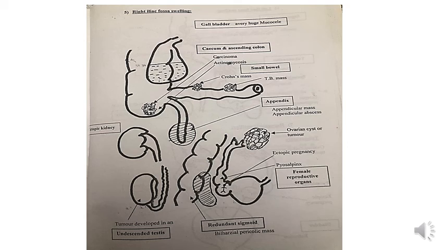In a female, whenever you have a mass in the right iliac fossa, you should keep in mind other gynecological causes like ovarian cyst or ovarian tumor, ectopic gestation, pyosalpinx, and these arise from the female reproductive organs.